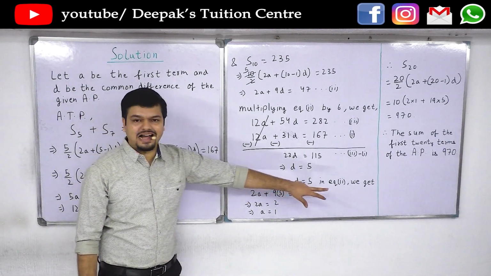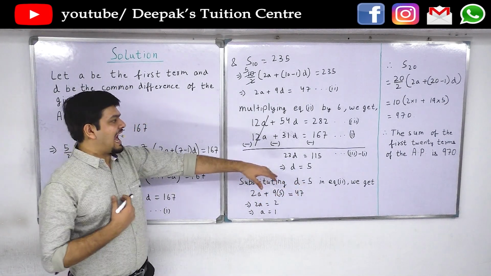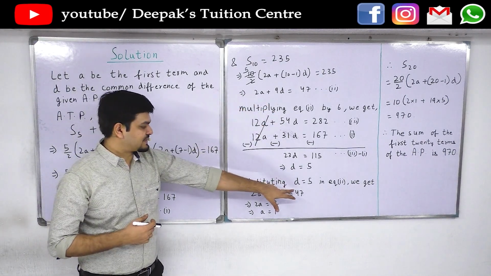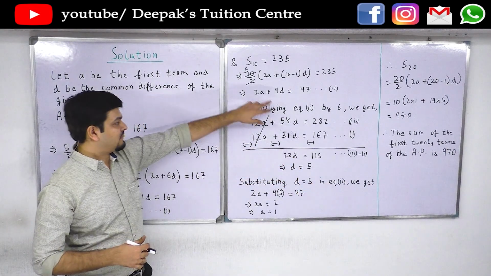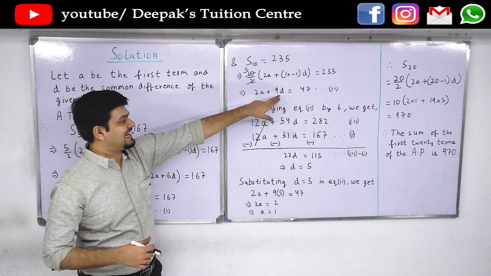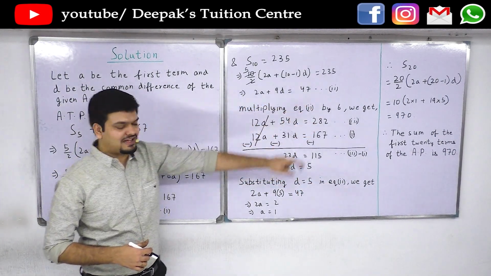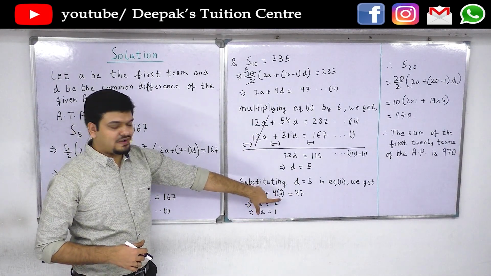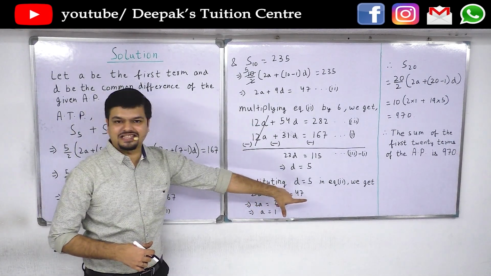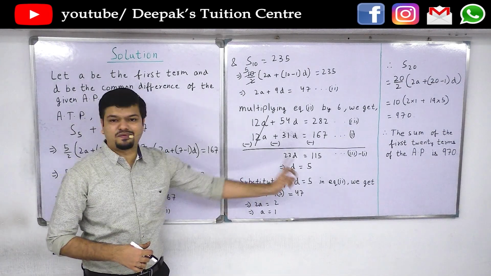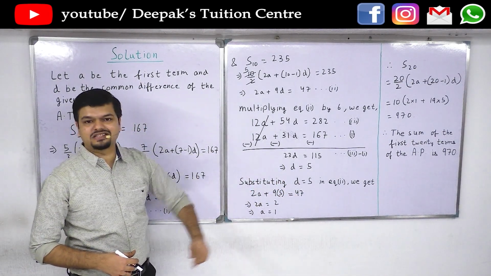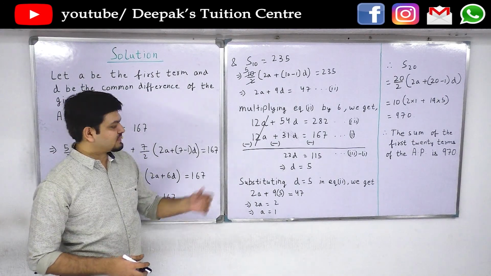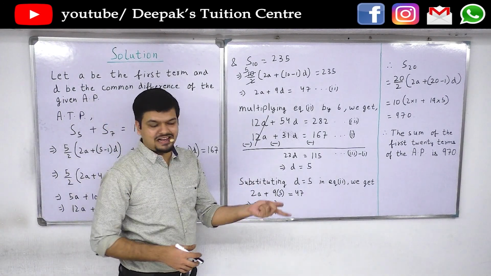Now we substitute the value in any of the equations. I prefer equation 2. So I substitute the value of d, that is d equals 5, in equation 2. We get 2a plus 9 into 5 equals 47, which means 2a plus 45 equals 47. That is 2a equals 47 minus 45, that is 2, which means a is equal to 2 by 2, that is 1. So now we have the value of a, we have the value of d.